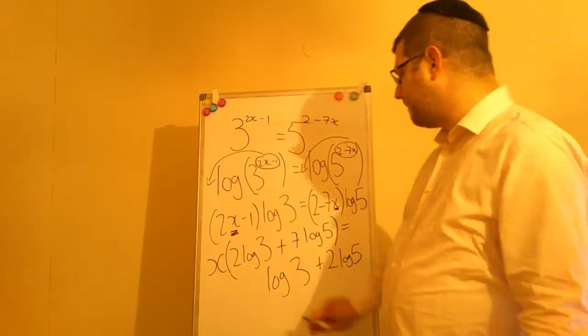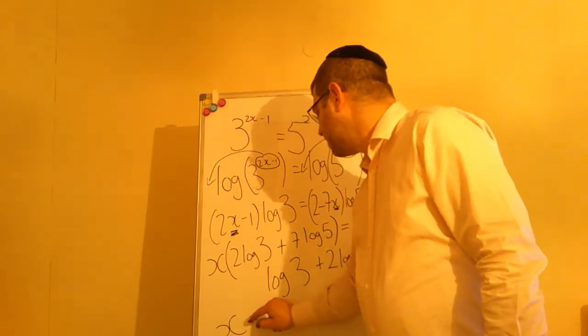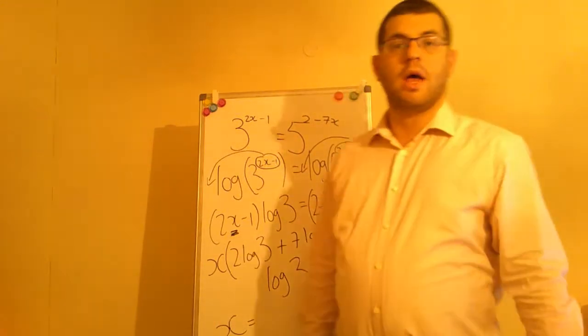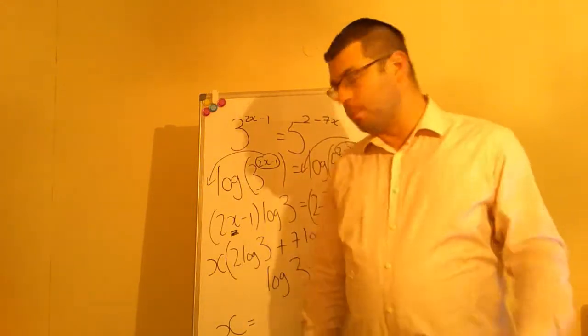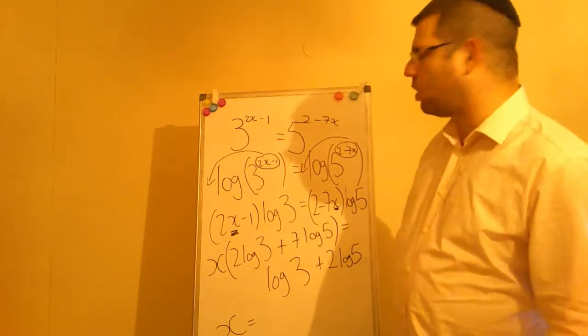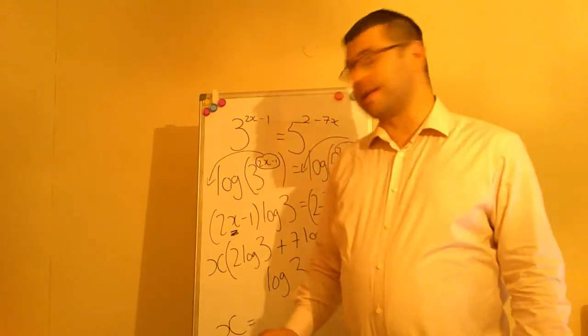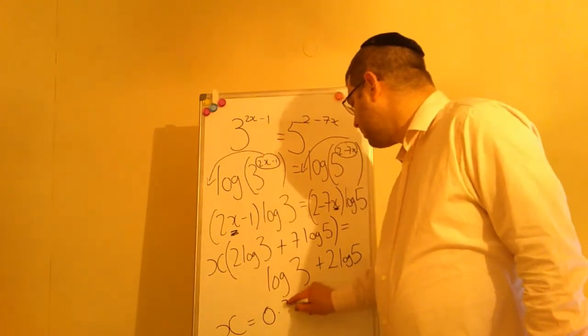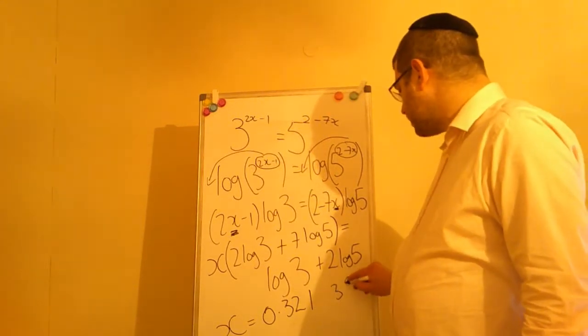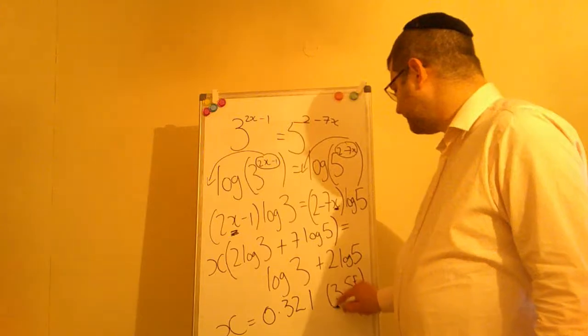And finally, x would be all of this divided by that. If you want that in exact form, that would be your answer. Log 3 plus 2 log 5 divided by 2 log 3 plus 7 log 5. And that's 0.321 to 3 significant figures.